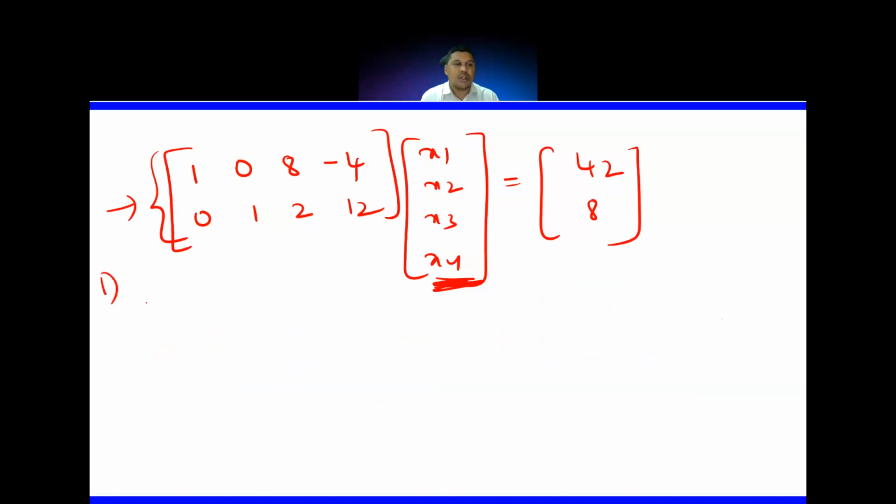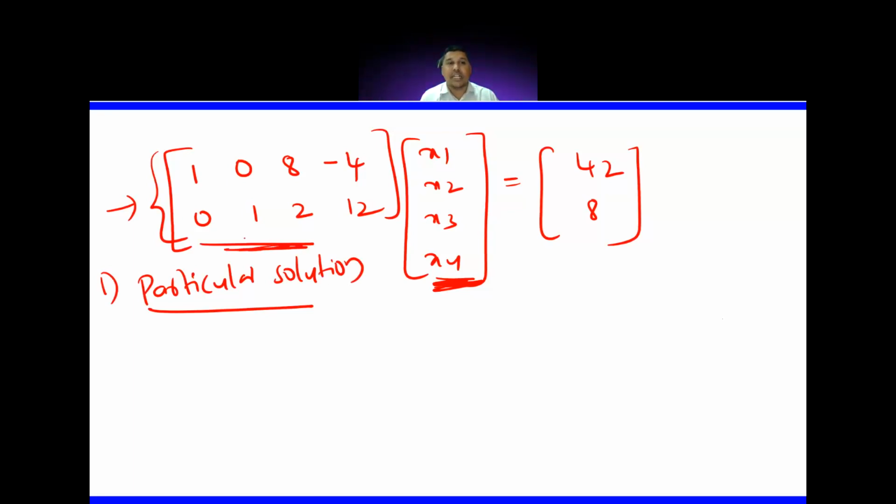First step, to find out the particular solution, convert the given matrix, the given A matrix, into reduced row echelon form. If you see, this is already in reduced row echelon form. Why? I have two pivot columns and the non-zero element is 1. If not, you have to convert it. This is already in reduced row echelon form given to us.